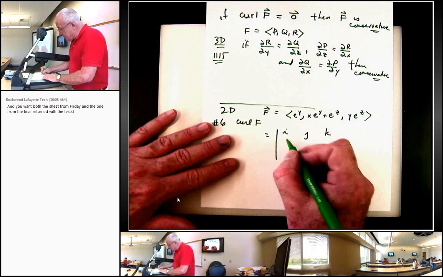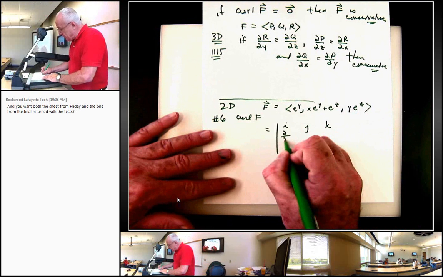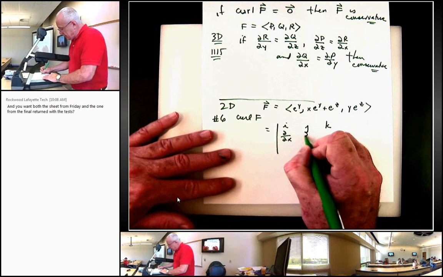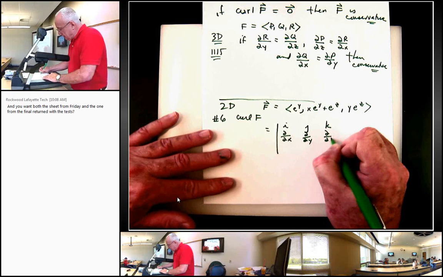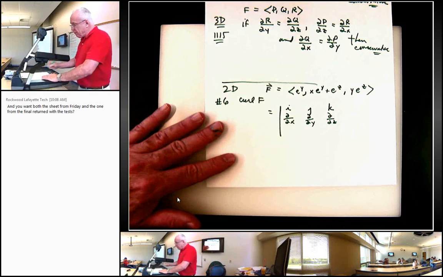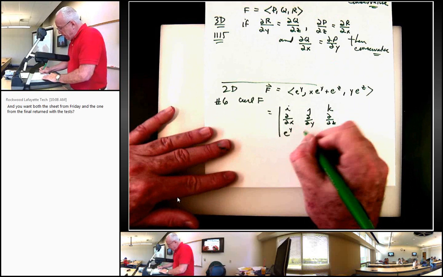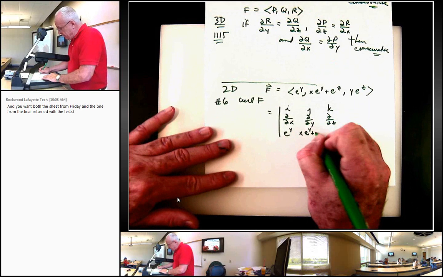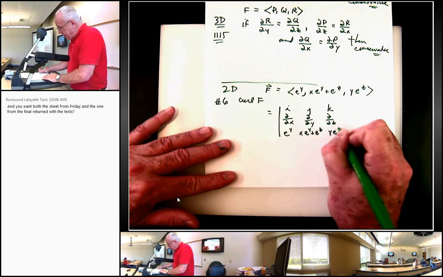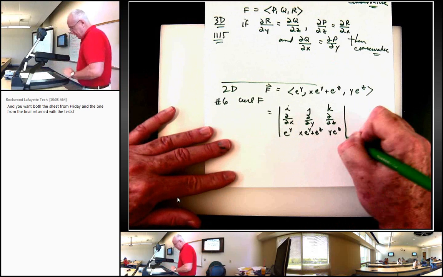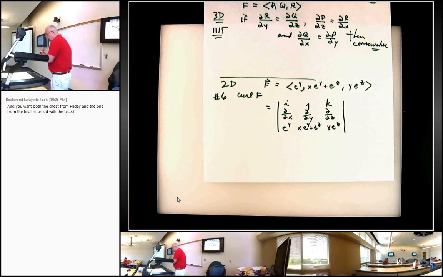Remember, the second thing we put in this is the delta x, delta y, delta z. And then finally, we put our vector e to the y, x e to the y plus e to the z, y e to the z, like that. And we do our determinant, and it gives you the same kind of thing.